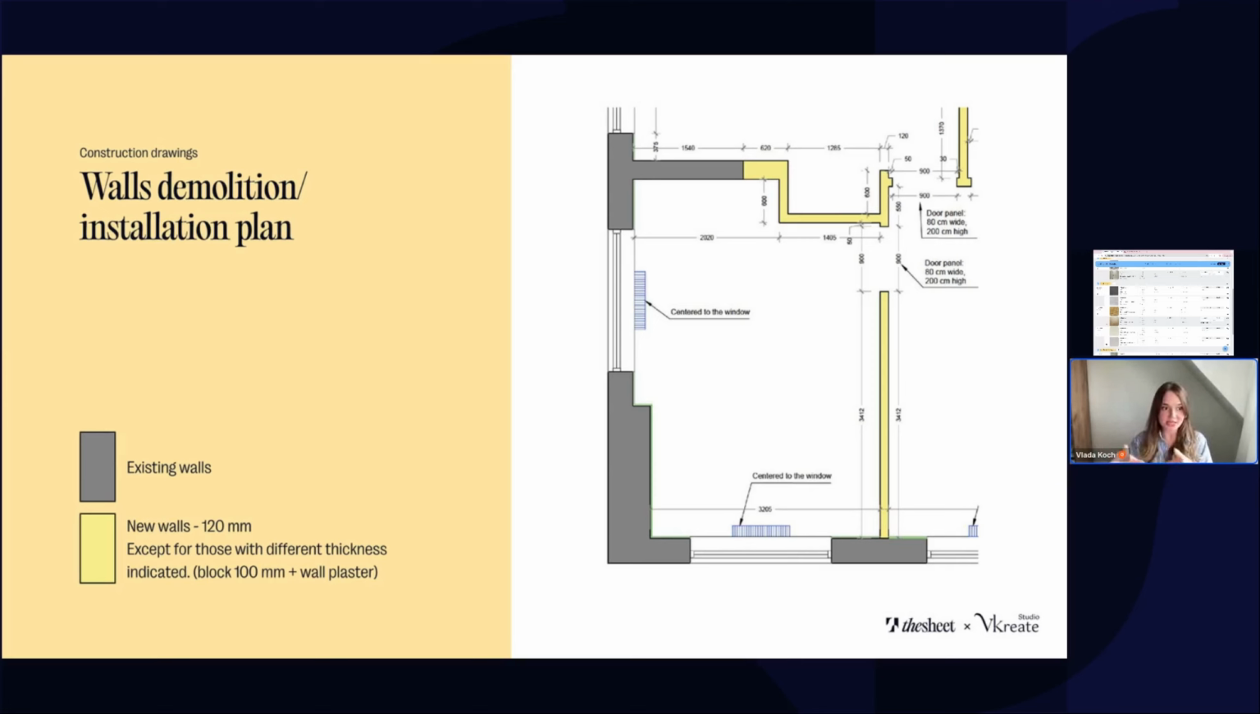Let's say in this project, I use concrete blocks, which are 100 millimeters, and on both sides of this new wall, I have wall plaster. That's why it's an extra 10 millimeters on both sides.